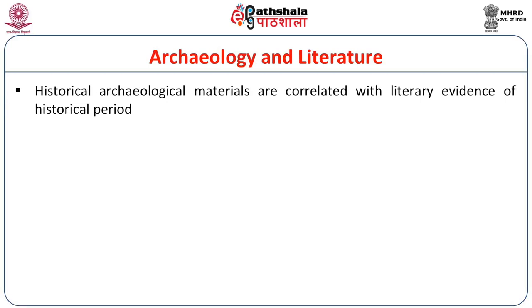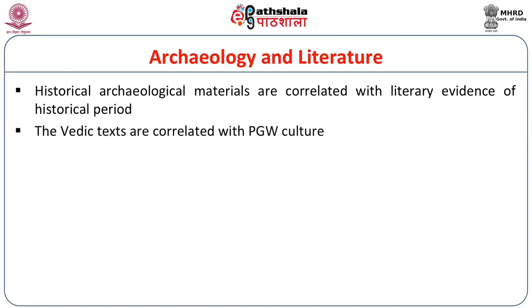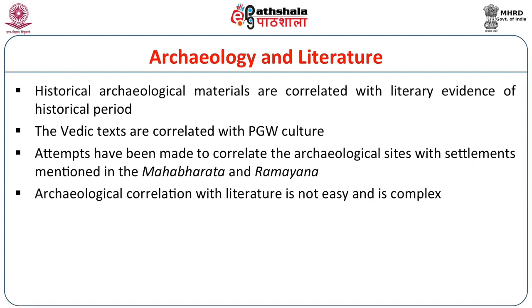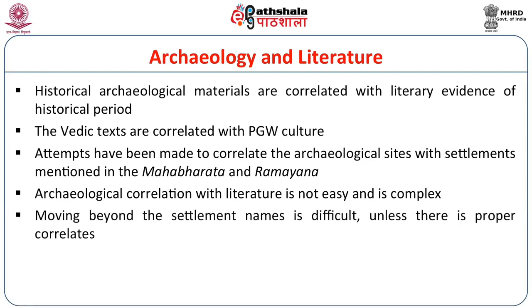Historical archaeological materials are correlated with literary evidences of the historical period. In India, the Vedic texts are correlated with the Painted Grey Ware culture, which is found in the northern part of India all across. Attempts have also been made to correlate the archaeological sites with the settlements mentioned in the Mahabharata and Ramayana. Archaeological correlation with literature is not easy. It is very complex. Moving beyond the settlement names is very difficult unless there is proper correlation. This is one of the problems when we deal with literature and archaeology.